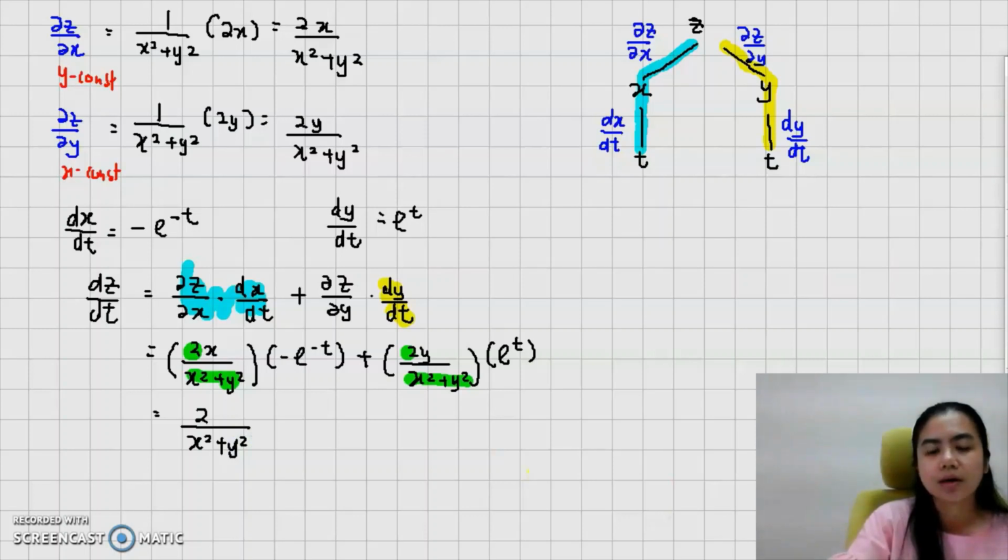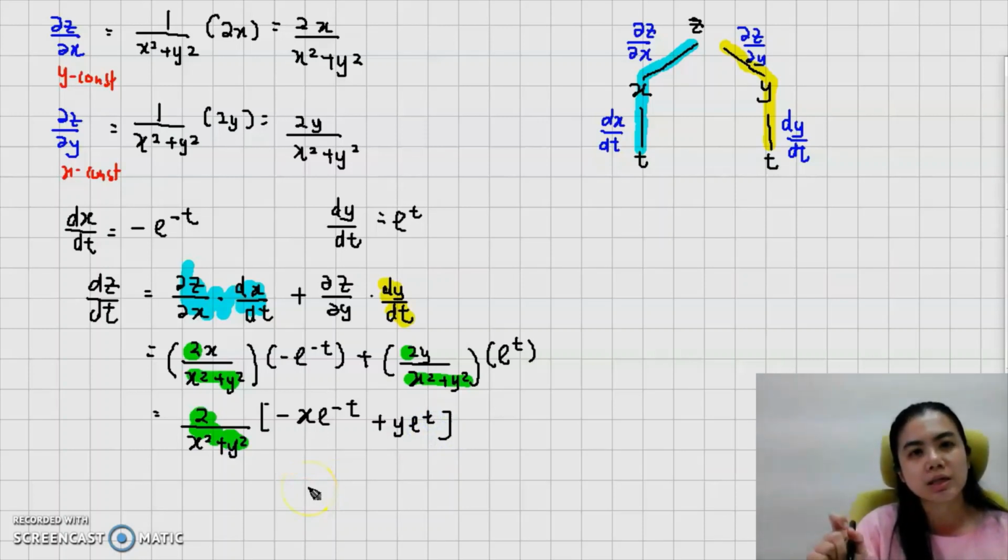Okay, I factor out. After I have factored out, I will have something remaining in the bracket. So I will have the x and minus e to the minus t, right? So I'll multiply, I will have minus x e to the minus t. At this part I will have y e to the t here, y e to the t. But don't ever stop your answer at this part.